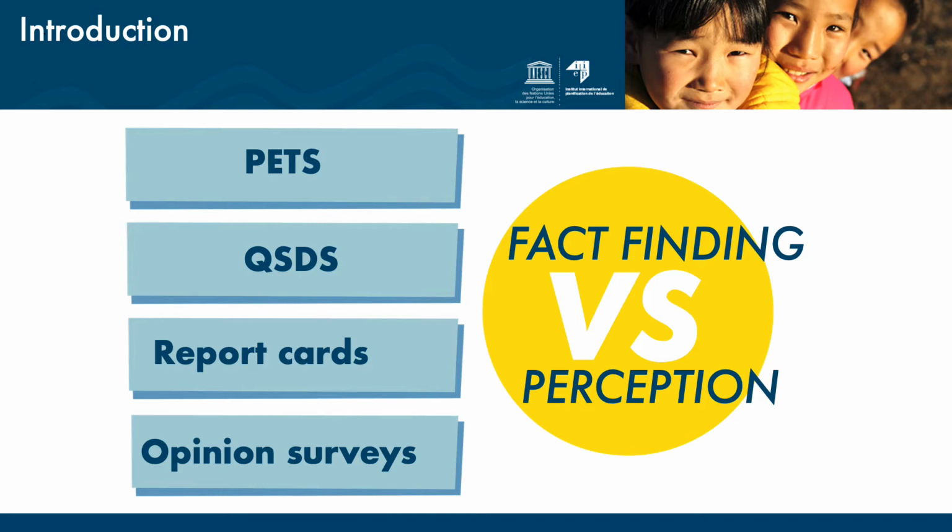Report cards and opinion surveys are quite different because both are based on the perception of users on service delivery, especially at school or at university level. Both approaches, the fact-finding and perception approaches, are often opposed. But as we will see in this presentation, both can in fact prove extremely useful and complementary in order to document the issue of corruption in the education sector.